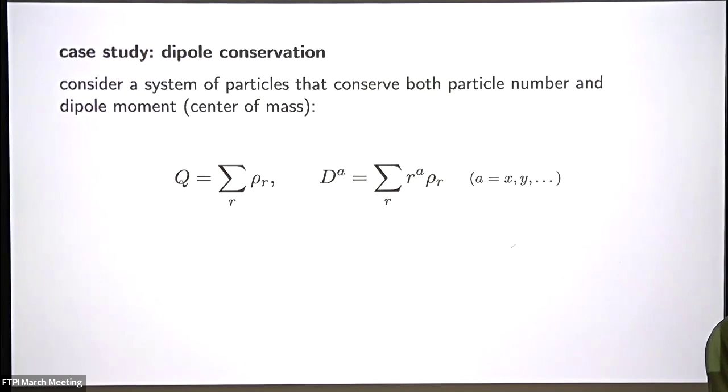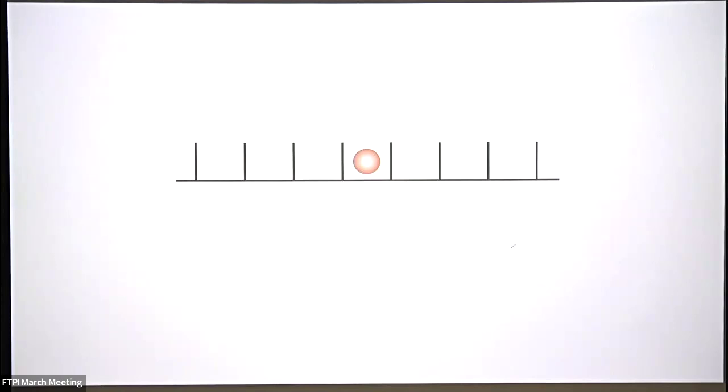Why does this conservation law lead to a quenching of kinetic energy? I'm just going to illustrate that with the following cartoon. Consider what happens when we have a 1D chain, and we put a single particle at some site in isolation from other particles. The fact that we have to conserve the total center of mass of the system means that this particle cannot move. If it tries to hop to the left, it's going to change the center of mass in the system by one unit to the left. And if it tries to hop to the right, it's also going to change the center of mass. So a single particle by itself has its kinetic energy completely quenched by the conservation law.